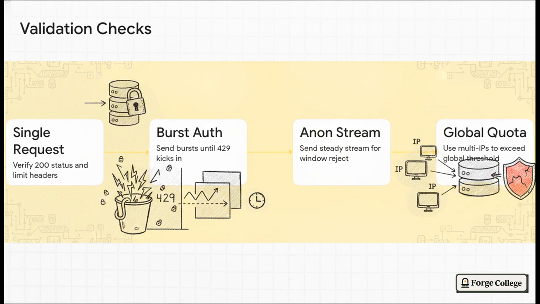Check 1. Verify normal single requests actually pass with a 200 status. Check 2. Blast the auth route to prove that the token bucket actually empties. Check 3. Stream anonymous traffic to prove the sliding window catches it. And check 4. Fake multiple IPs to prove your global safety quota prevents total backend saturation. Once you've done this, you've proved your rules work under pressure.